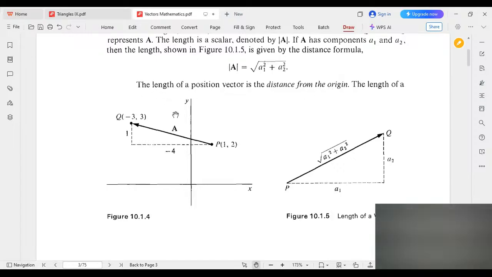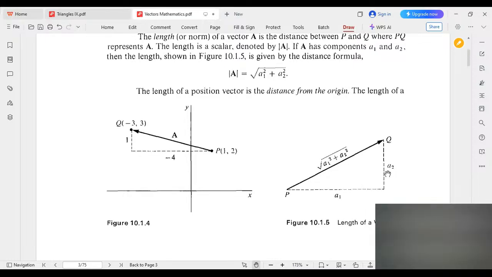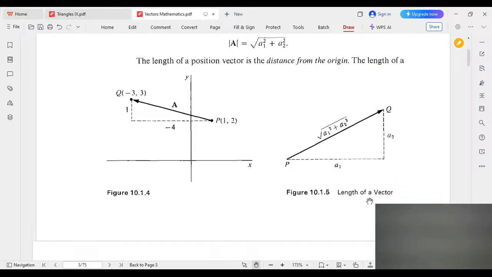So this is A1, this is A2. So the length of a vector equals the square root of A1 squared plus A2 squared.